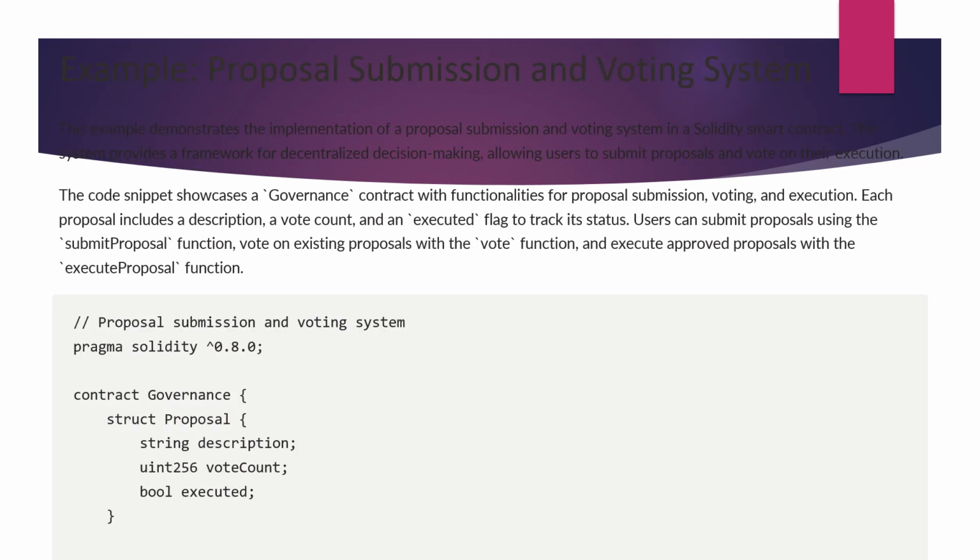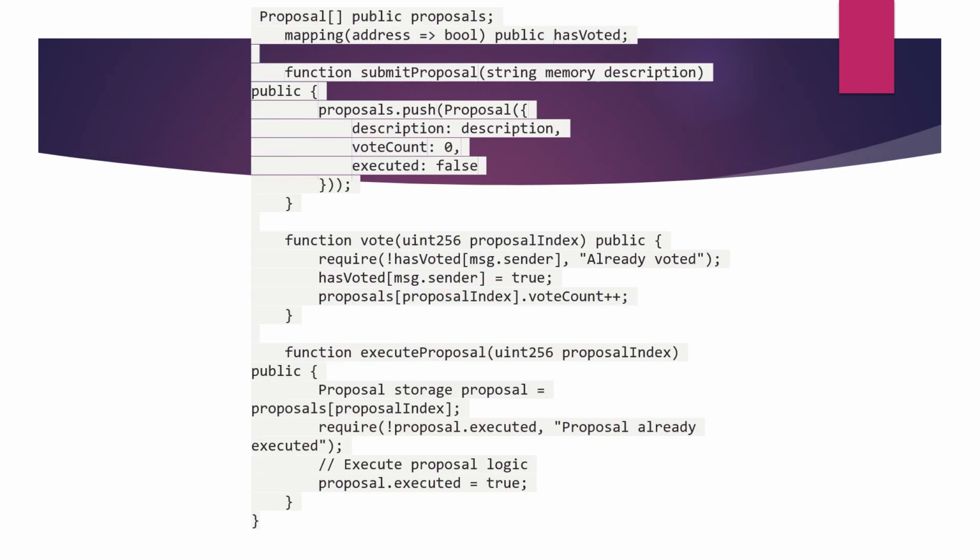Let's look at another code example demonstrating a proposal submission and voting system in Solidity. The governance contract includes functionality for submitting proposals, voting, and executing approved proposals. Here the proposals are stored in an array and users can submit new proposals using the submitProposal function. Voting is done via the vote function, and approved proposals can be executed with the executeProposal function. This code illustrates a basic framework for decentralized decision making, allowing users to actively participate in the governance process.